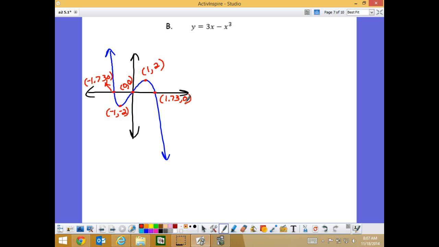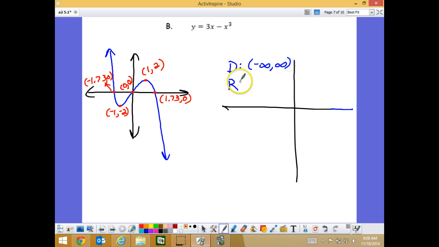So now we are ready to analyze this function. So we will do that over here. First piece for analyzing is domain and range. The domain goes from left to right. The domain is negative infinity to infinity. The range, bottom to top, is also negative infinity to infinity. So we have the domain and range.